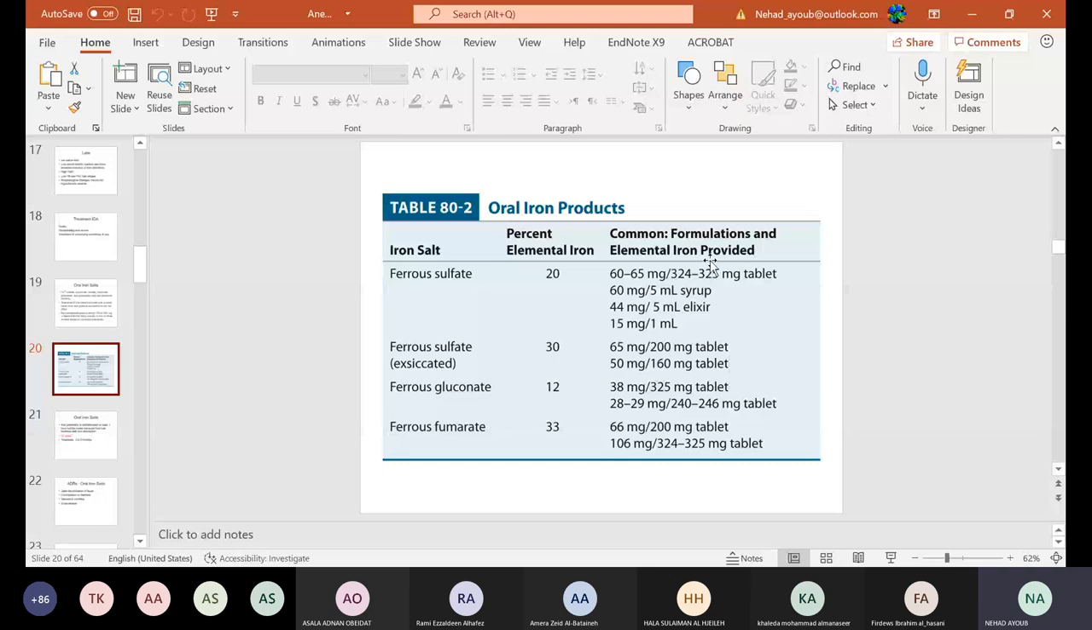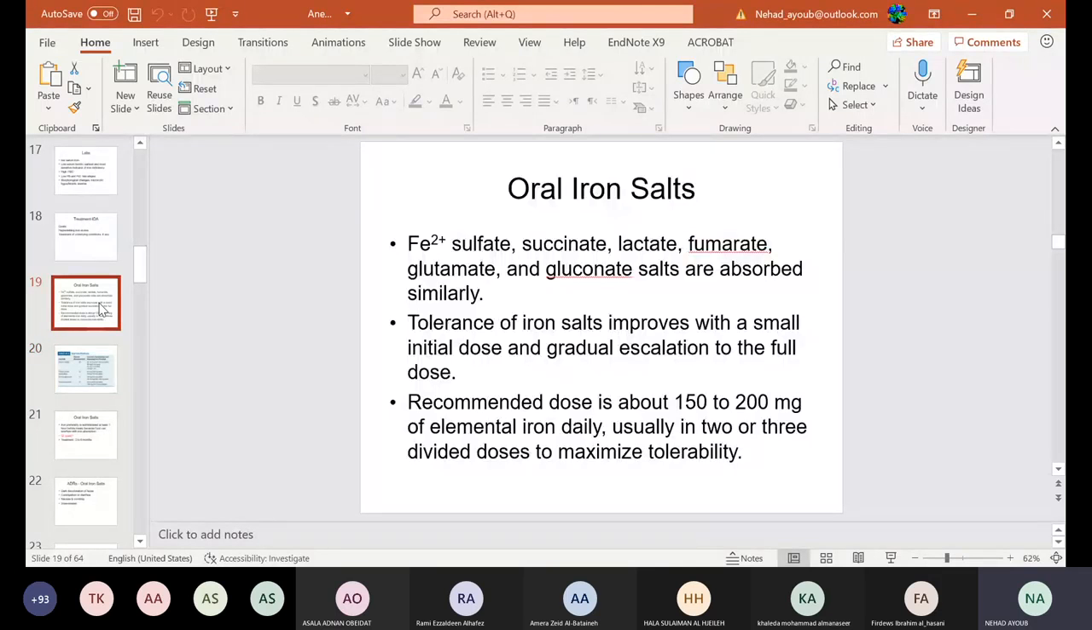How are the oral iron salts different? As you can see, they are all ferrous, because we said the iron form absorbed from the GI is the ferrous form. So they are ferrous salts. We assume they are comparable in terms of efficacy when given at equivalent doses. I can't say that the sulfate salt is better than the gluconate or the succinate. When you give them in the right, equivalent doses, they are equally effective. They also share similarities in their kinetics, absorption, side effect profile, and so on.